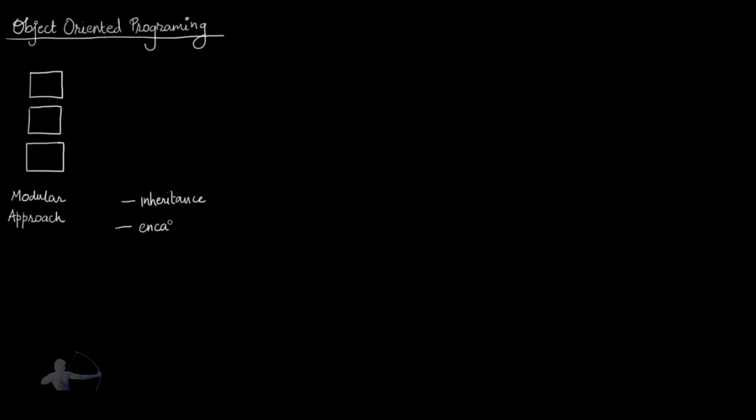encapsulation, polymorphism, and abstraction, object-oriented programming got the capability of extension. We don't have to worry about these terms right now. We would understand some of those terms later on in this video series.